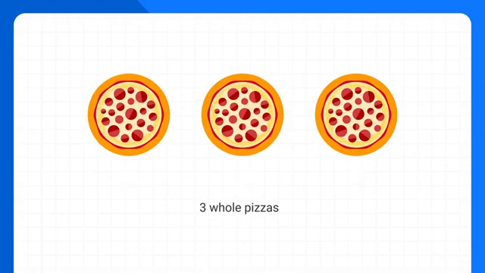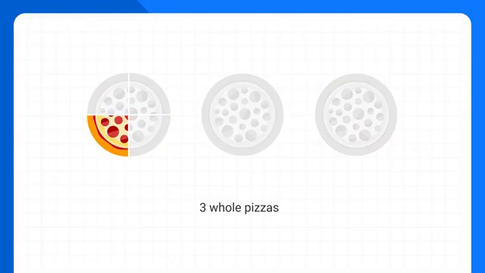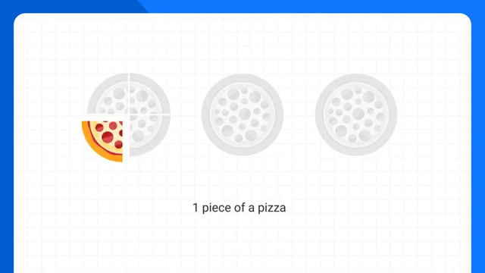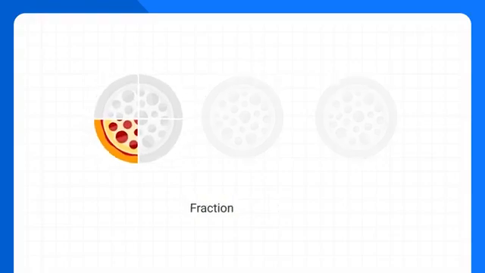But by the end of the party, there might only be this much pizza left. We don't have a whole pizza anymore. We now just have a piece of a pizza. When we talk about a piece of something, we use fractions. Let's write a fraction to show how much pizza we have left.